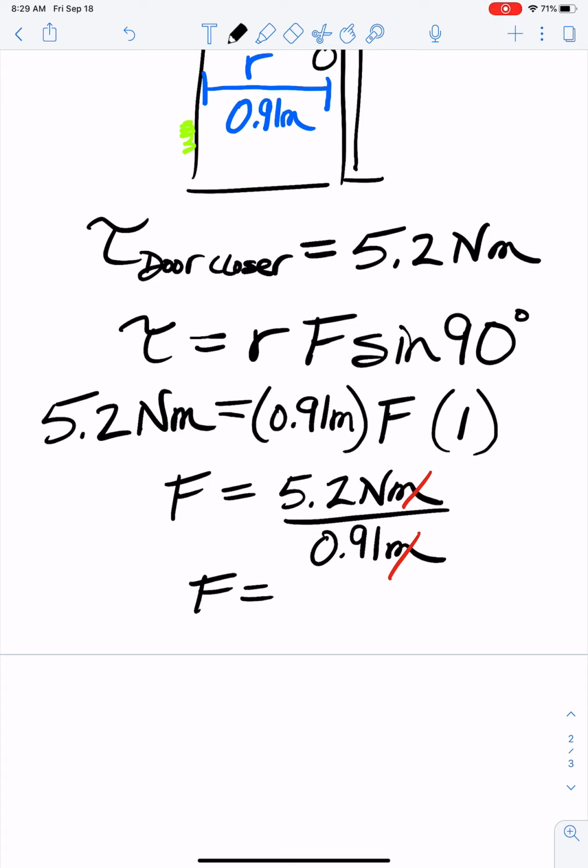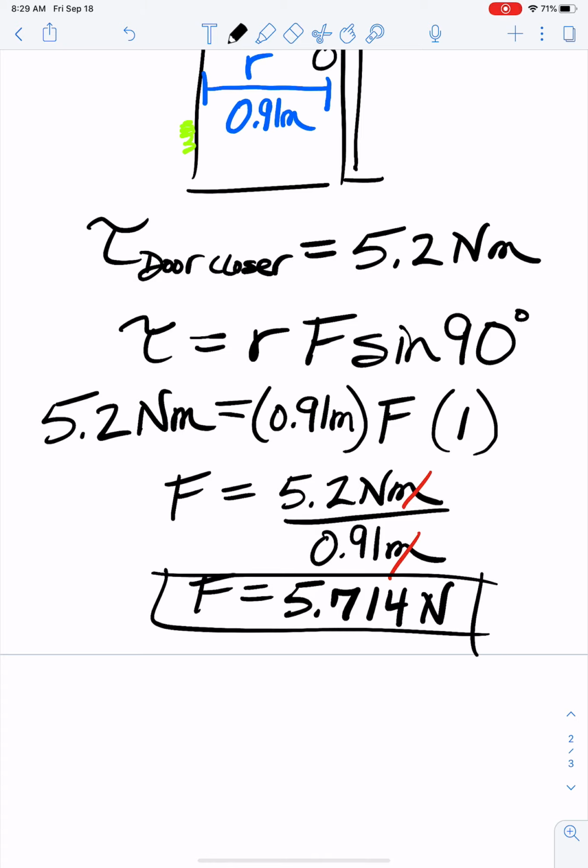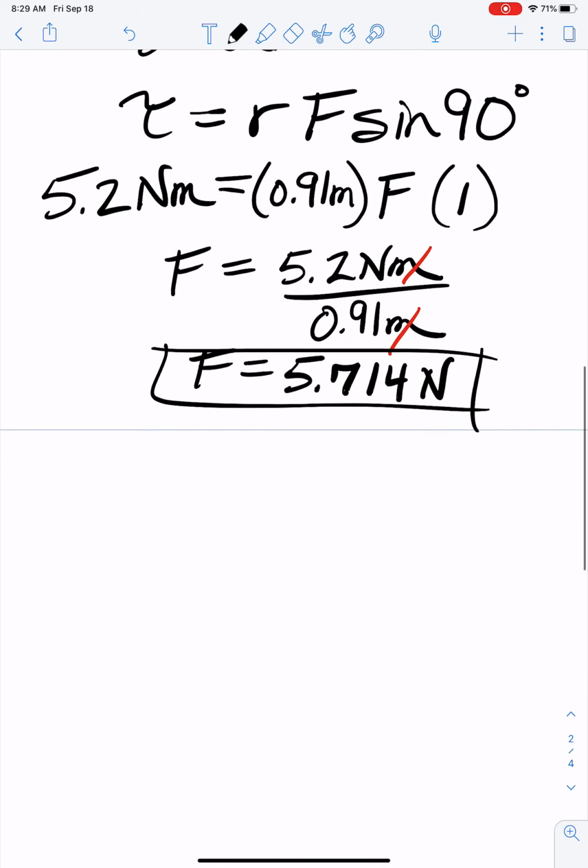I think it's around 7 or so. Let me see. 5.2 divided by 0.91. Oh, no, I guess I'm wrong. 5.7. Yeah, that makes sense. It goes in there at least 5.2 times, but a little more than that because 0.91 is smaller than 1. So 5.7. Okay. Anyways, good. Let's go ahead and go to the next problem.